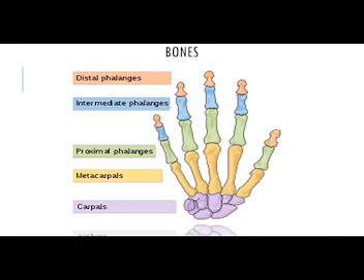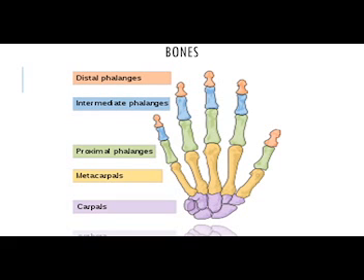I'm going to start with bones. The bones in and around the wrist consist of the forearm bones, carpal bones, and hand bones. There are two long bones in the forearm that run from the elbow to the wrist. The larger bone, the radius, is on the same side as the thumb, and the smaller bone, the ulna, is on the little finger side.